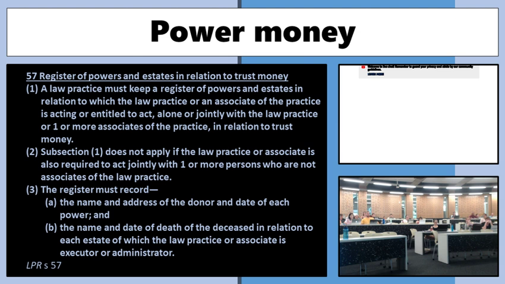This is the register of powers. Power of attorney is when the law practice itself is given authority to do something on behalf of another person. So the practice is given the power to act. If the firm itself or an associate of the firm, as defined in the LPA, is given power of attorney to act on that, either jointly or individually, then that has to be recorded. You have to have this register of powers that details and maps those things out.